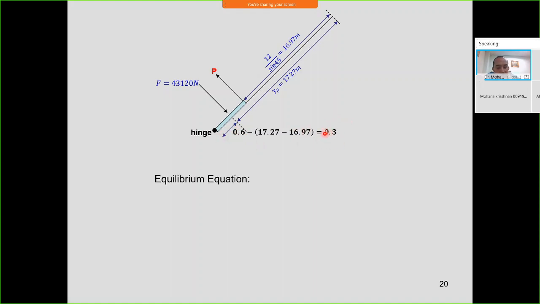Okay, equilibrium equation again. Moment at the hinge is equal to 0. P times 0.6, okay, P times the length, which is 0.6, and the hydrostatic force is 43,120, and the distance is 0.3. So solving it, you got the force P equal to 21,560 Newton.